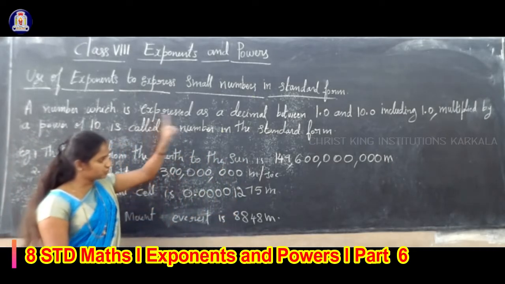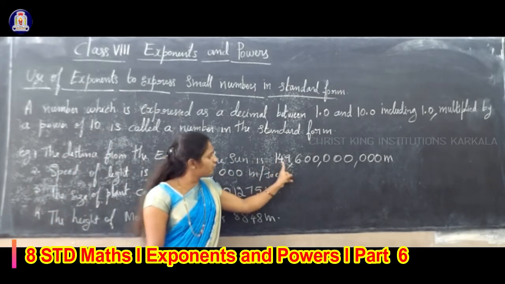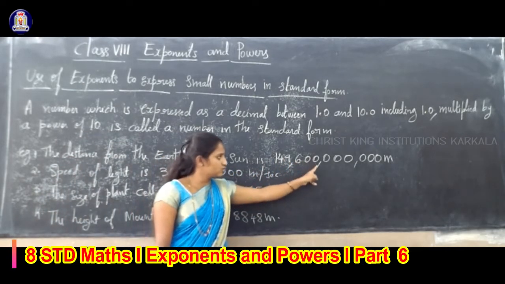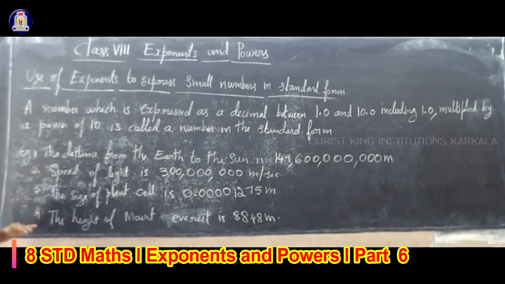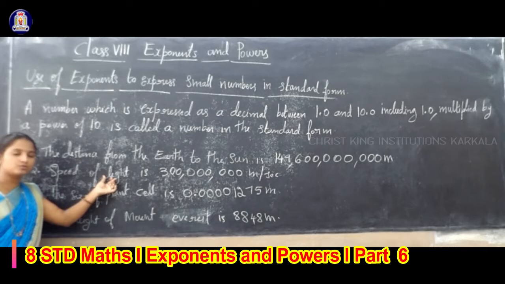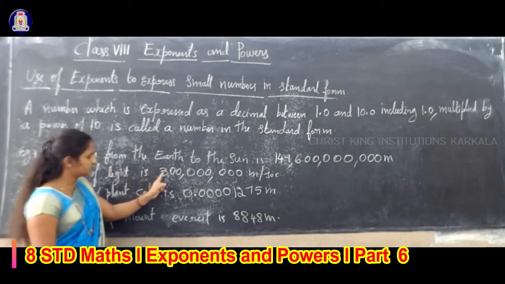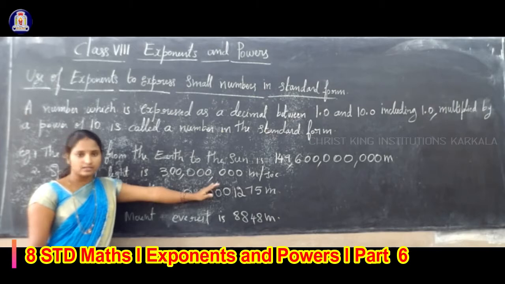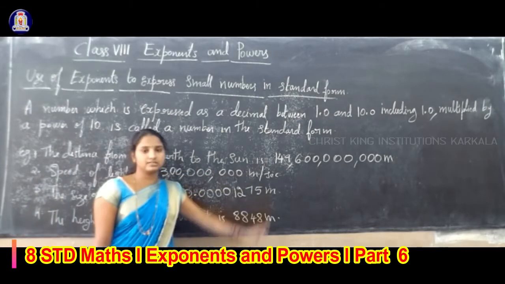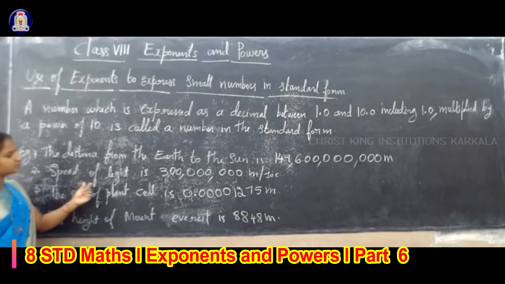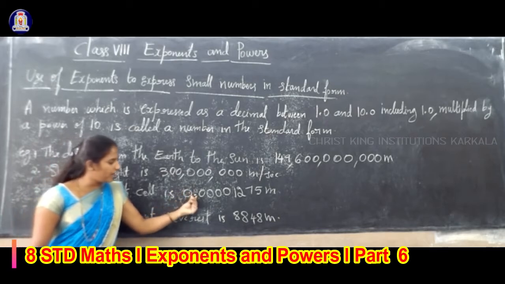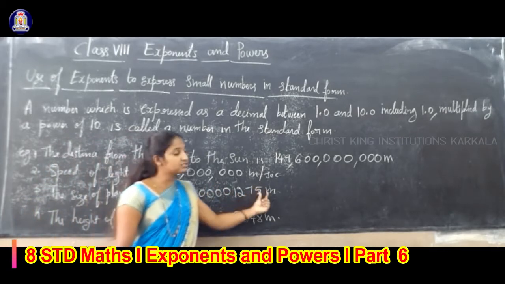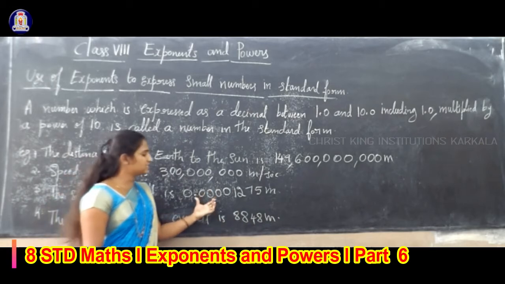The distance from earth to sun is given like this: 149,... meters. Okay, the second example is the speed of light. The speed of light is 300 million meters per second. Next, the size of a plant cell. The size of a plant cell is 0.00001275 meter. This is a very small number, isn't it?